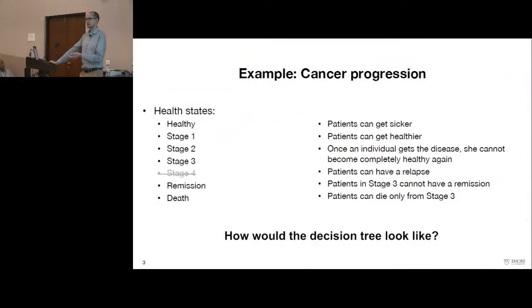And we also know certain things about the disease. Again, maybe you are the clinical experts. When I work on cost-effectiveness analyses, I need to work with clinical experts because I don't have that background in how the biology works. So there may be some discrepancies, but for now, let's just assume this is an example. So we know that patients can get sicker, they can get healthier, but once an individual gets the disease, she cannot become completely healthy again. Patients can have a relapse when they're in remission. Patients in stage 3 cannot have a remission, and patients can die only from stage 3.